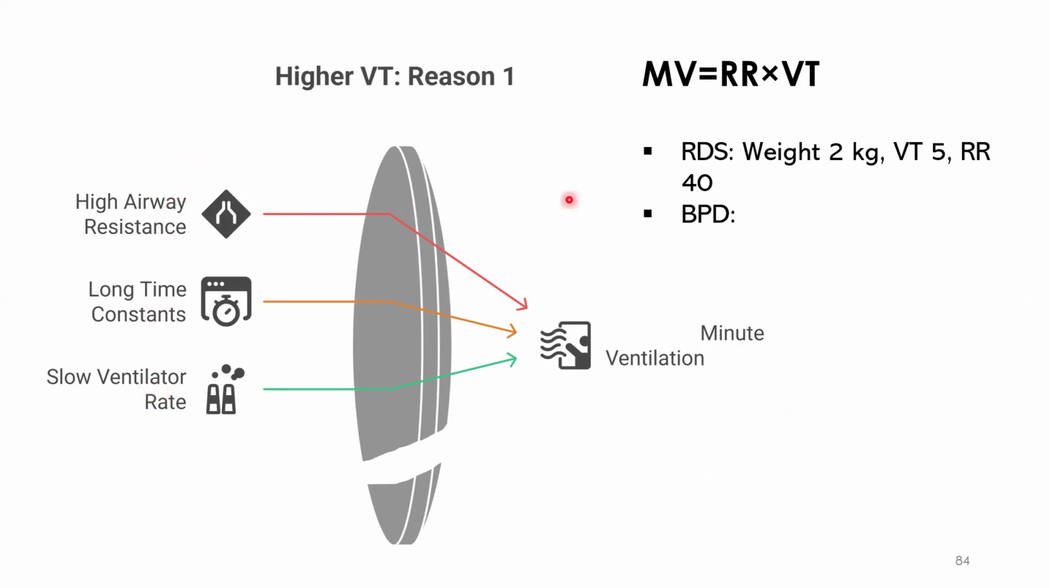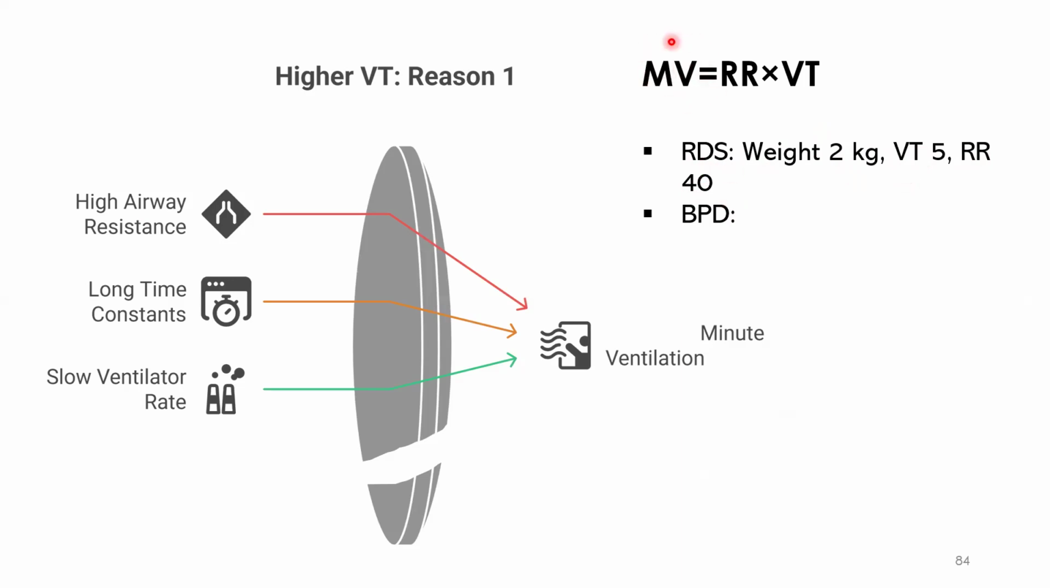If you keep the rate on the lower side with a lower tidal volume, the minute ventilation will not be achieved, as minute ventilation equals respiratory rate times tidal volume. Suppose, for example, I am ventilating an RDS baby, weight 2 kg, tidal volume 5, and respiratory rate 40. For an RDS baby, this setting is good. For a BPD baby of 2 kg, you can't set the rate at 40 because the time constant is long. You have to keep the rate on the lower side, so minute ventilation will be reduced.